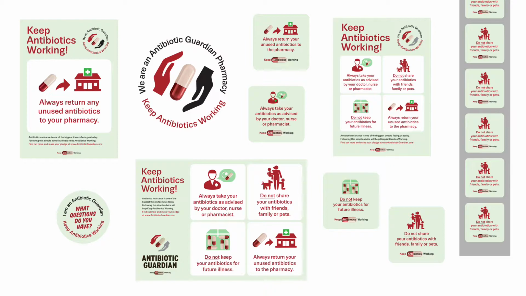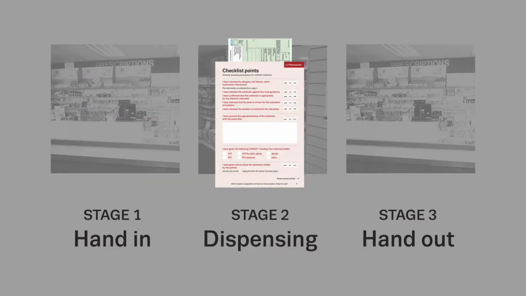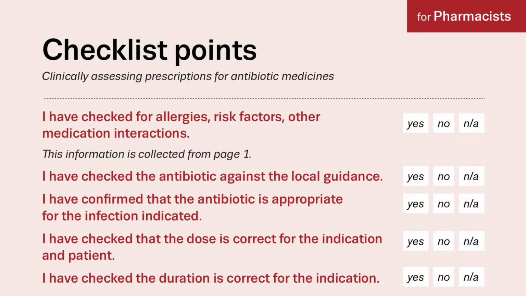The antibiotic checklist also supports the pharmacist when dispensing an antibiotic. The checklist points remind the pharmacist to check the risk factors to ensure the antibiotic and dose prescribed are safe. This reminds pharmacists to check that the antibiotic choice and duration follows the local guidance. If you're unsure of the local antibiotic guidance, contact your local medicines optimization team.